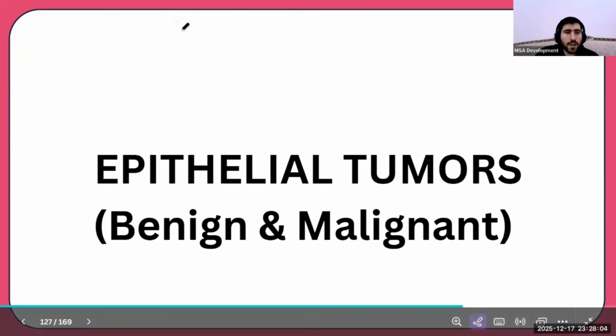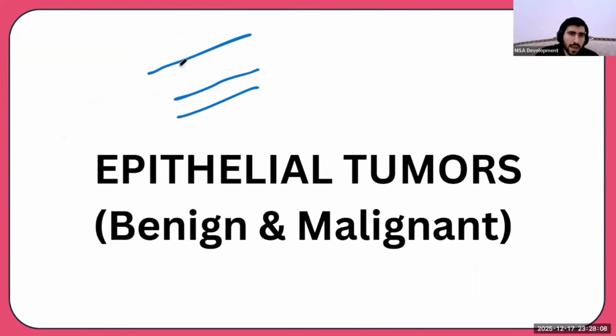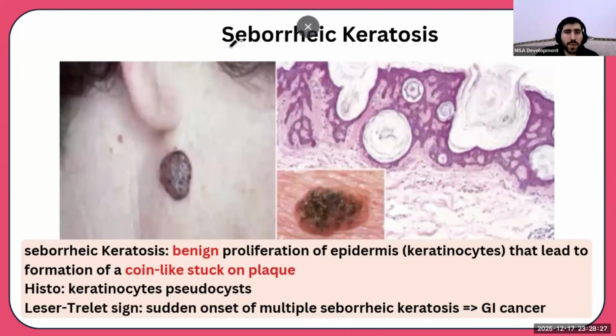Okay? So normally the skin is made of epidermis and dermis. We said that. Epidermis is made of 4 layers: basal cell layer and 3 other layers. Okay? Epithelial tumors are proliferation of these epidermis layers. Not dermis, epidermis layer. It's either the basal cell layer or the other 3 layers.